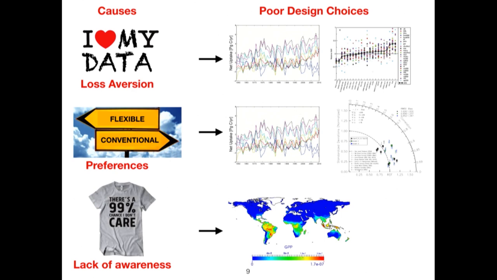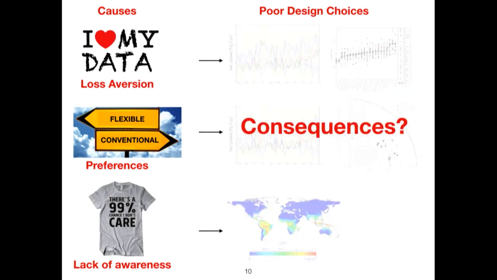So I have faced this quote over and over again from my collaborators, which goes back to the quote I showed you, where changing color they would only perceive as a change related to aesthetics and not the functionality of the chart. So we have these causes which lead to these poor design choices. So what are the consequences?